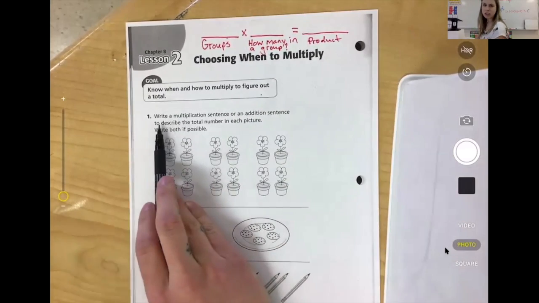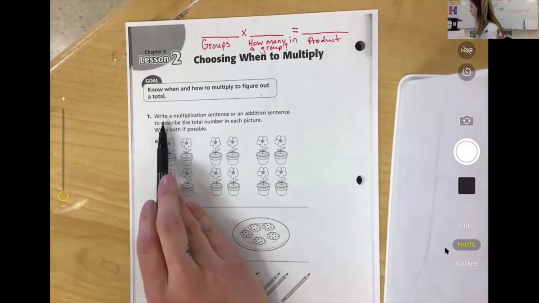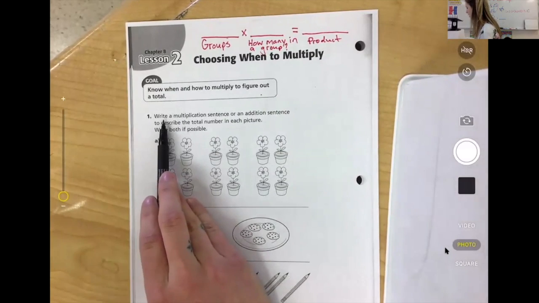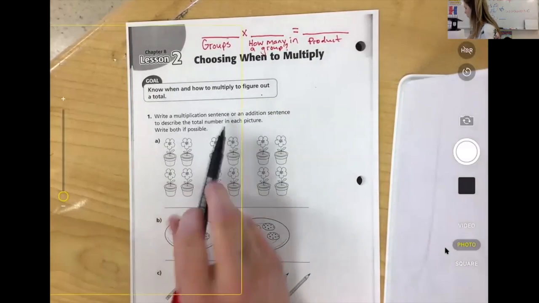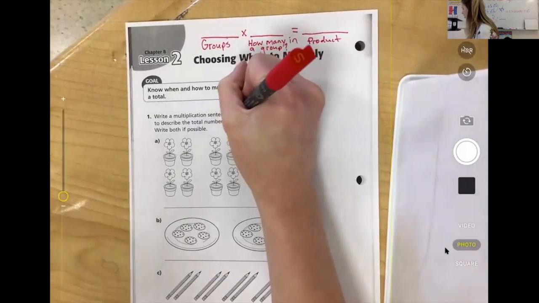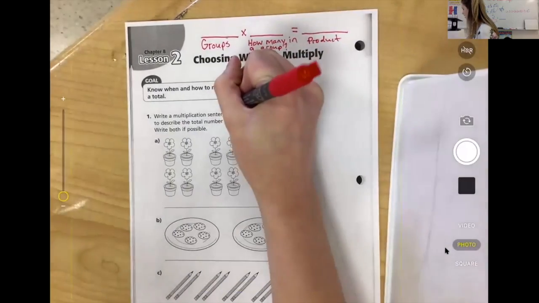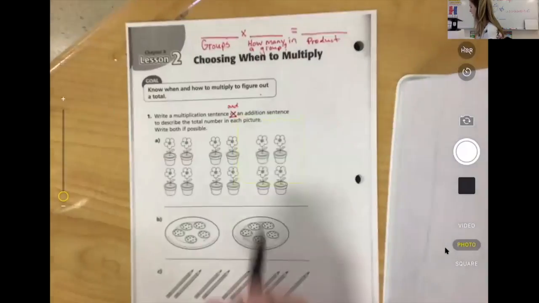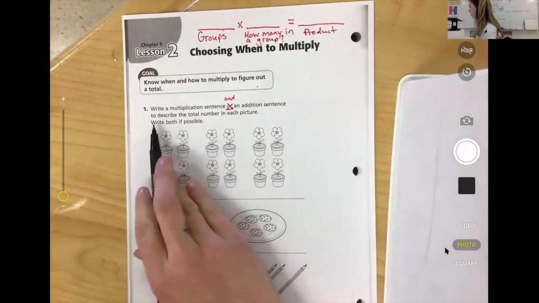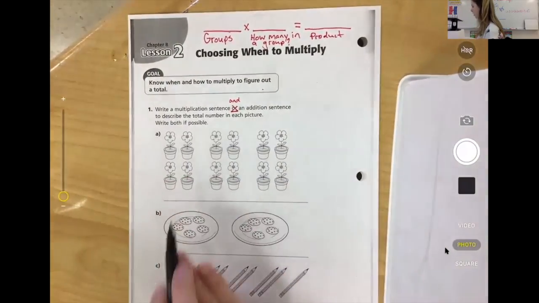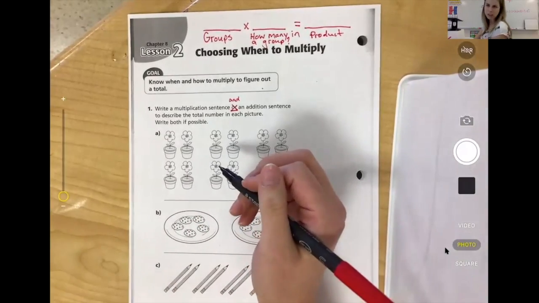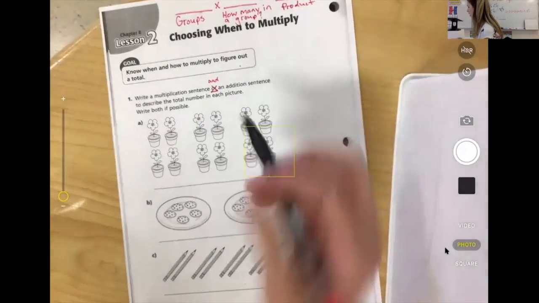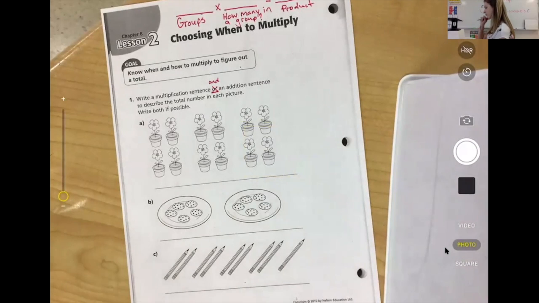So we always make sure to read the question. It says, write a multiplication sentence and an addition sentence to describe the total number in each picture. Write both if possible. It's possible. We're going to do it. So we're going to look at these flowers first. And I want you to think on your own, what groups do you see? How many groups of flowers do you see?